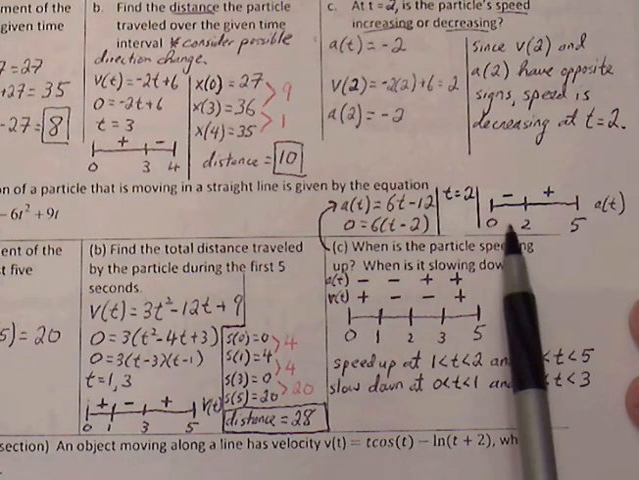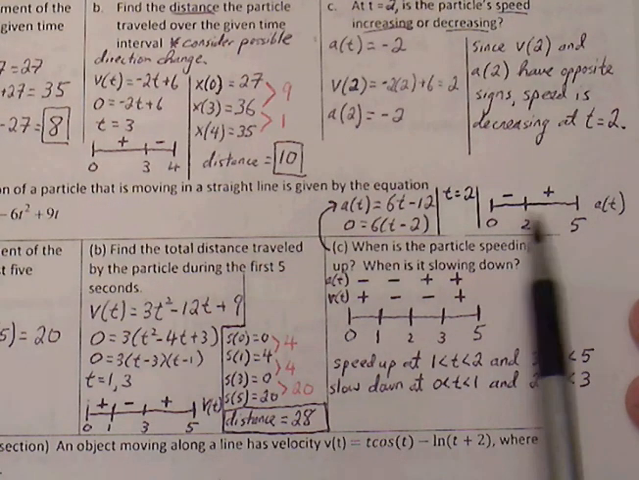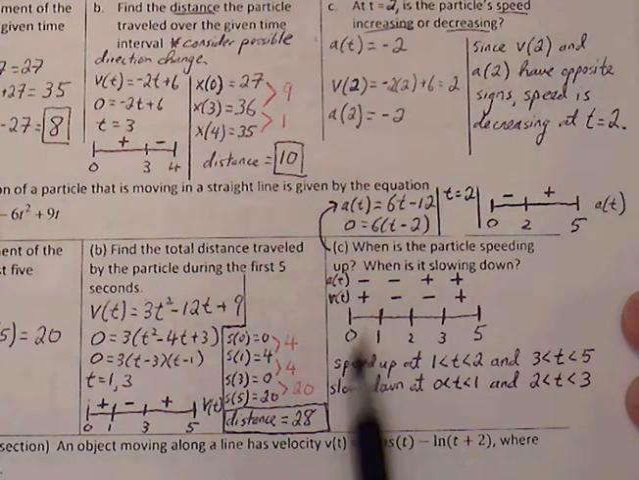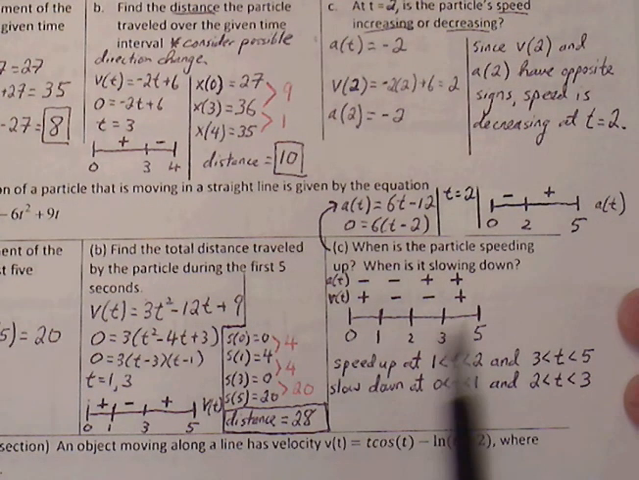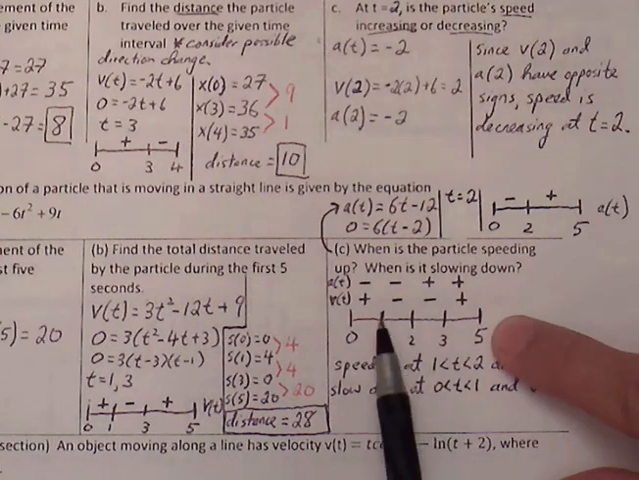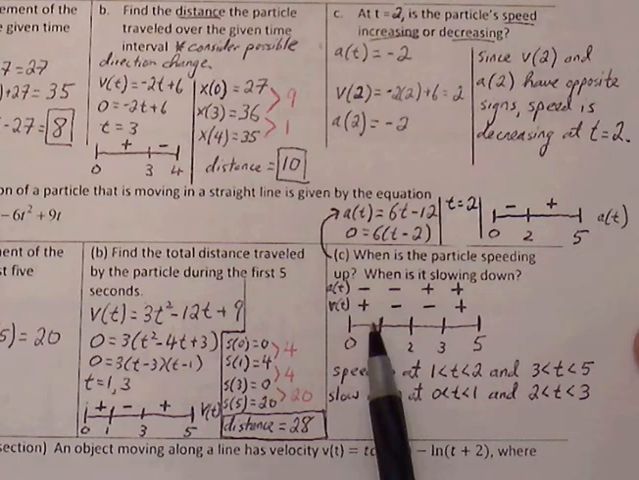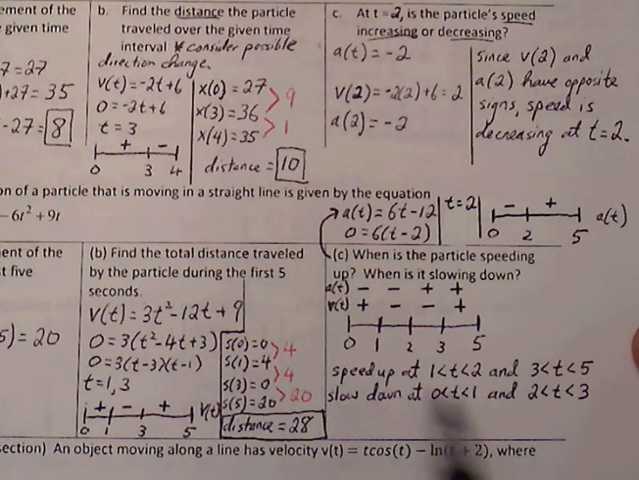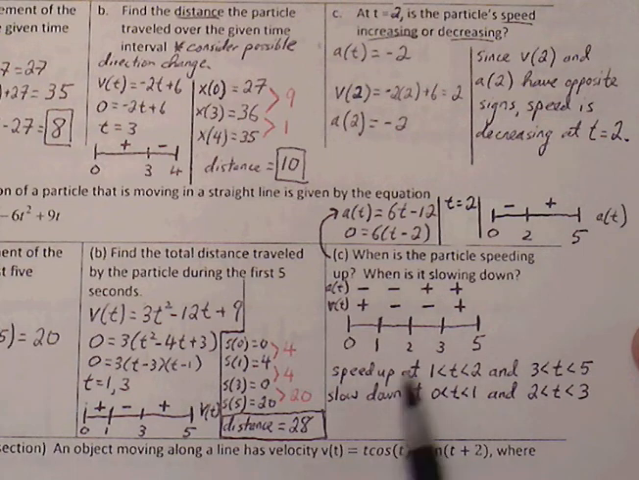Now we're going to put this sign line information from velocity and acceleration onto the same sign line, and we can just compare the signs. Okay, you see that between 0 and 1 and between 2 and 3 the signs are opposite, so therefore slowing down. Between 1 and 2 and 3 and 5, same signs, so therefore speeding up.